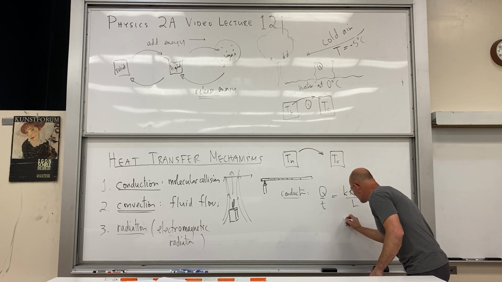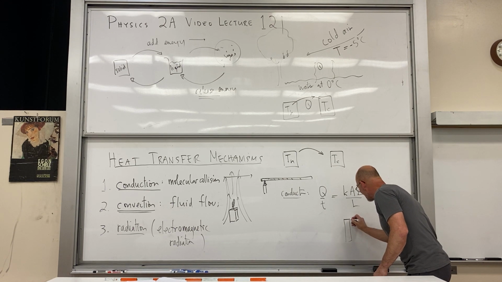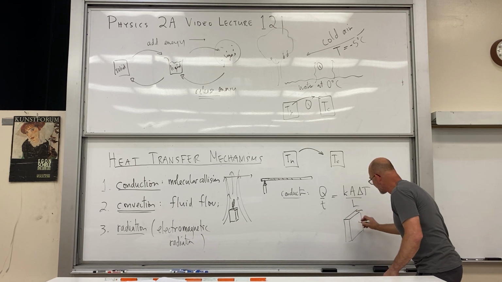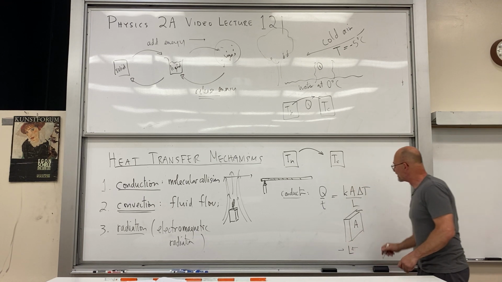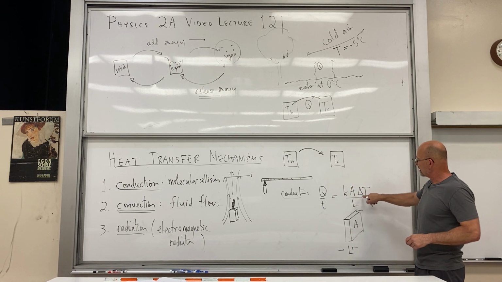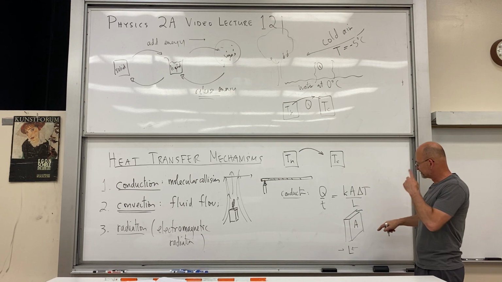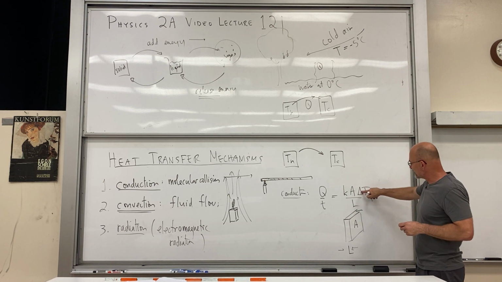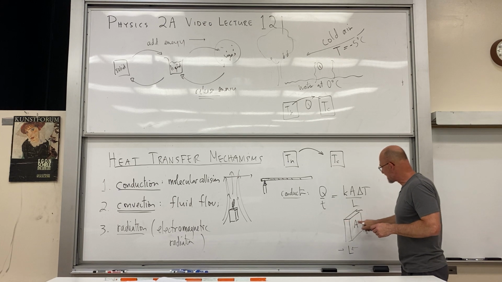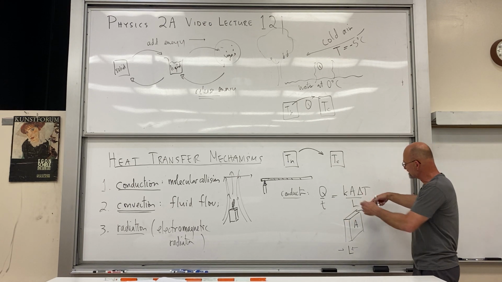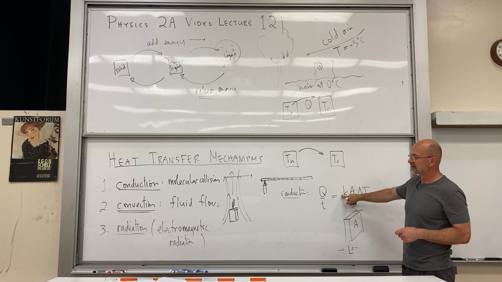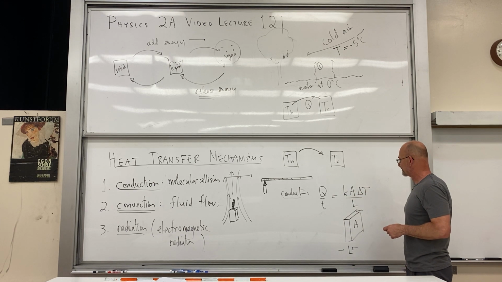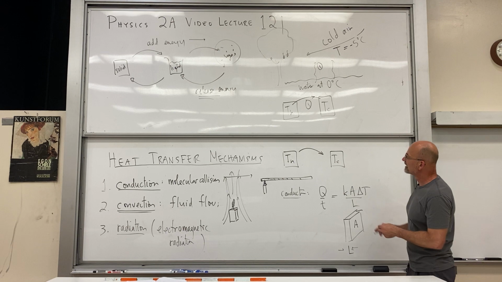Okay, so imagine you've got a slab here. You've got an area A, you've got a thickness L, and the substance. Delta T is the difference in temperatures between one side and the other. And K is a material constant, the conductivity. So that's the formula for that.